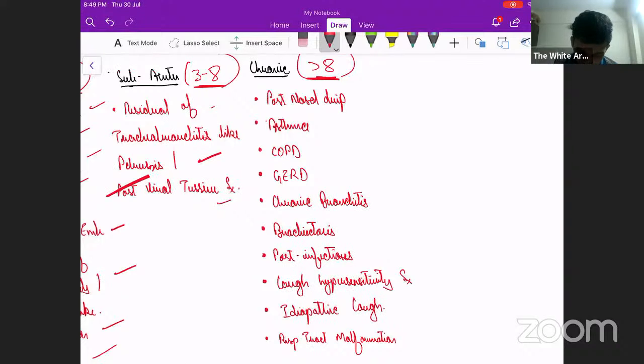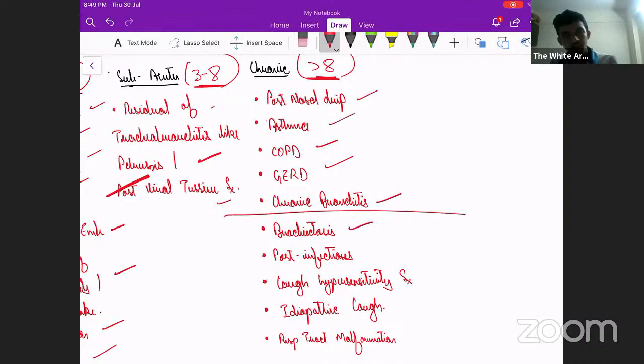So on top of the list should be post-nasal drip syndrome or upper airway cough syndrome, followed by asthma, followed by GERD. So these are the top things. Next will be any airway pathology like COPD or chronic bronchitis you'll have in your mind. Then comes other causes, some rarer causes like bronchiectasis. And if it comes in children, it's associated syndrome, Young syndrome, all those things.